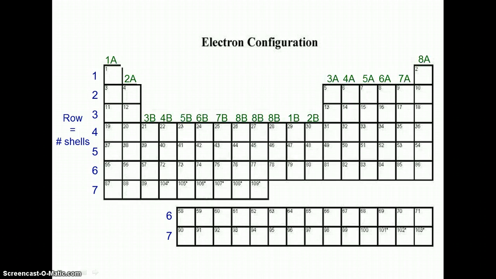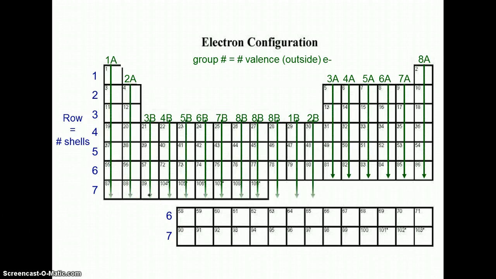Again, here we have our groups going down, just as a refresher. And these tell us how many valence electrons we have on the outside. We already know that if you're in group 7, you have 7 valence electrons. If an element is in group 4, you have 4 valence electrons. So it's a way of seeing how many valence electrons there are. All right, next one.